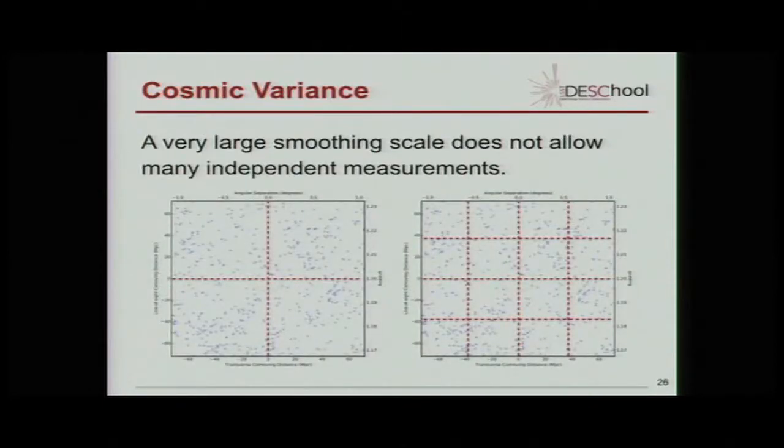Okay, another issue, coming back to your question. If this is our whole universe, and instead of using a quarter we use a box this big, there are really only four independent measurements that you can make. If you use smaller boxes, you get more independent measurements. The name associated with this fundamental statistical limit on how precisely you can measure things on large scales is cosmic variance. So if you want to measure things on the largest possible scale, you've only got one measurement.